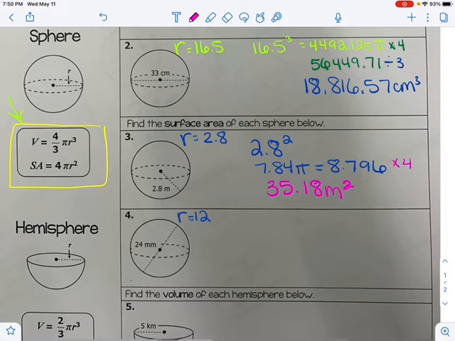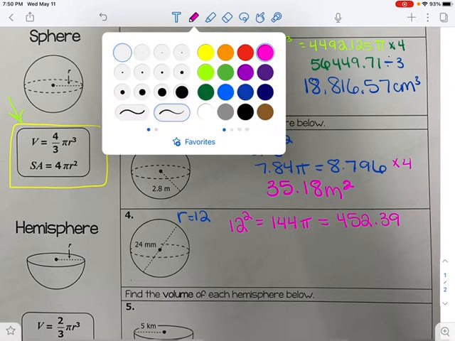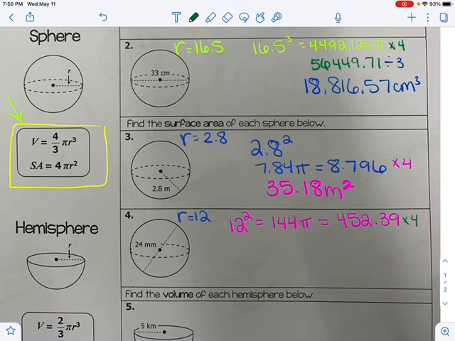One more time. First thing we're going to do is the area of the circle. So that means we have to square the radius. 12 squared is 144. And stick a pi with it. When you plug that into the calculator, you should get 452.39. Last step, times by 4. And you should get 1,809.56 millimeters squared.